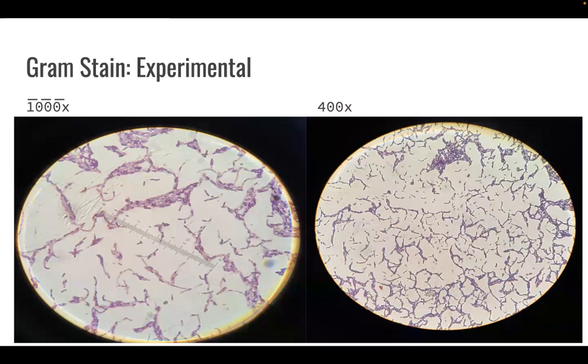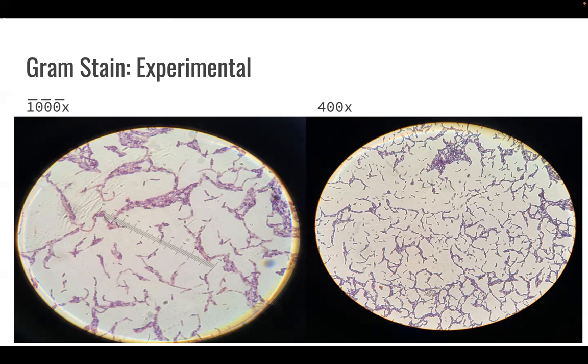So I used the cells from the subculture to gram stain, and they appear to be purple, which means that the cells are gram positive. So the photo on the left was taken at 1,000 magnification, while the photo on the right was taken at 400 magnification. So yeah, they're definitely purple.